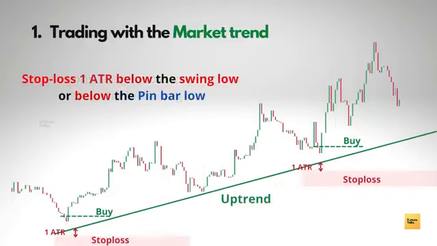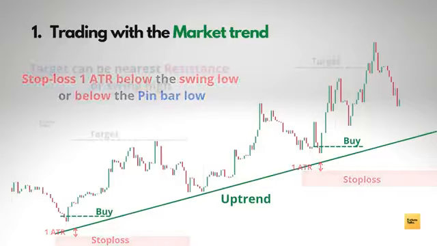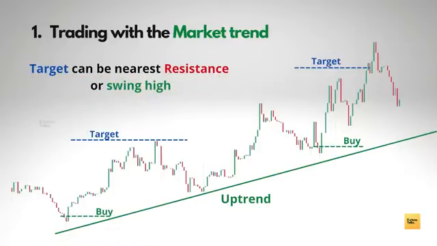In case of stop loss, you can place the stop loss 1 ATR below the swing lows or the trend line or the moving average as ample buffer, or you can even place the stop loss below the lows of the pin bar candlestick in case you want a tighter stop loss. Now the target can be set as the next swing high or the nearest resistance level, or you can ultimately ride the trend and exit when the price breaks out of the uptrend structure.